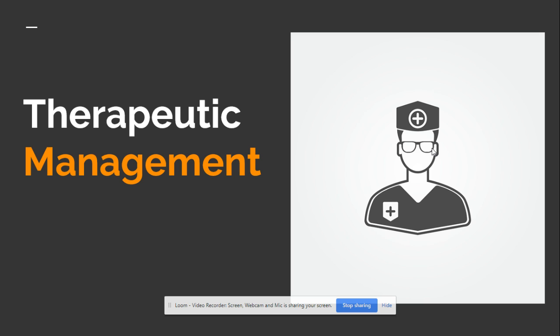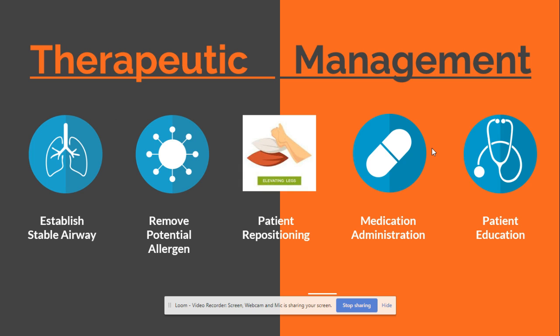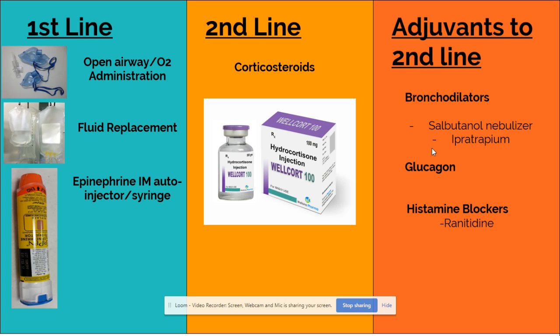So, some therapeutic management. As a nurse, it's important that you first establish and stabilize an airway. There is also the removal of the allergens. So if there's a bee sting, it's important to remove that. There's also the positioning of the patient, such as recumbent with feet elevated. There's also the medication administration and patient education that follows.